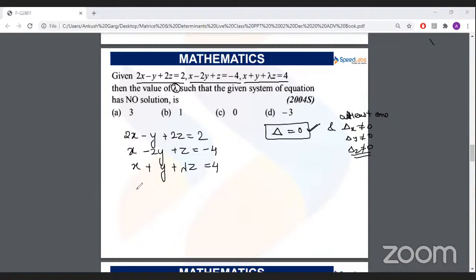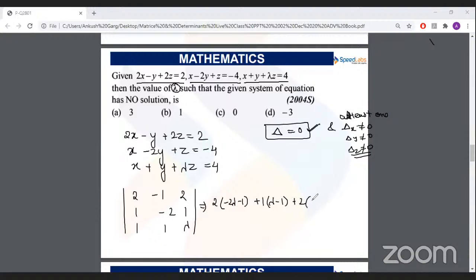So first let's calculate delta. We are getting 2 minus 1 2, 1 minus 2 1, 1 1 lambda. Okay. So let's simply expand it. That will be 2 into minus 2 lambda minus 1, minus minus 1 into lambda minus 1, plus 2 into 1 plus 2, that will be 3. So it's minus 4 lambda minus 2 plus lambda minus 1 plus 6. So this is coming out to be minus 3 lambda minus 3 plus 6, that is plus 3, equals 0. So we're getting lambda equals 1.